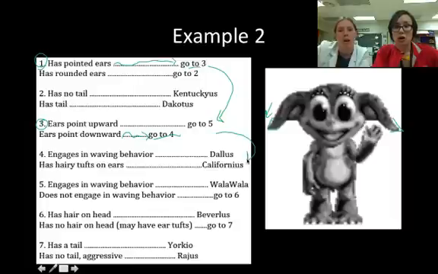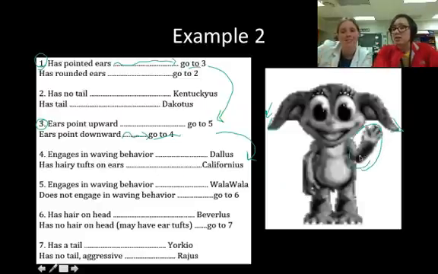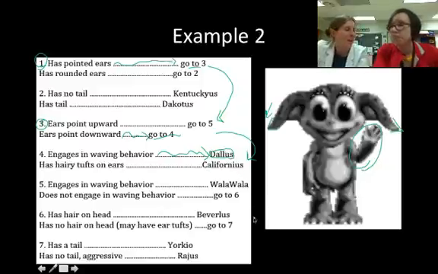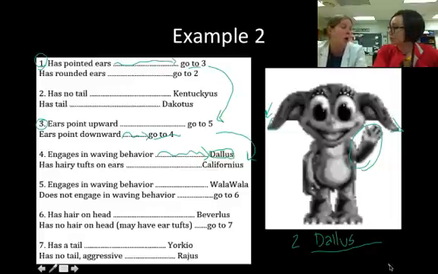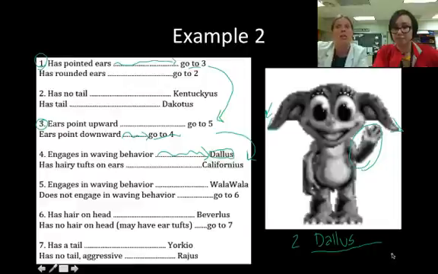All right. And for number 4, all we have to do is engages in waving behavior or has hairy tufts on the ear. And if I take a look at my image, clearly this little guy is waving. So we're going to follow it over to the right. And the interesting thing is there's no direction. So what does that tell us? That tells me that I have correctly identified my species as Dallas. Very nice. So I'm going to go ahead on the space under number 2 and write the species name Dallas. And again, now that I've used this one, none of the other organisms, unless they look exactly like this one, should be finding that species name.